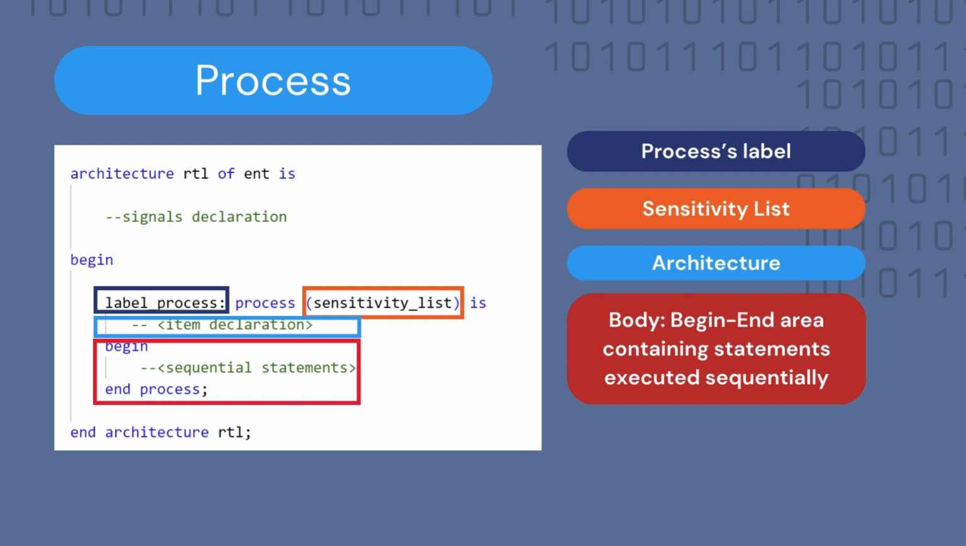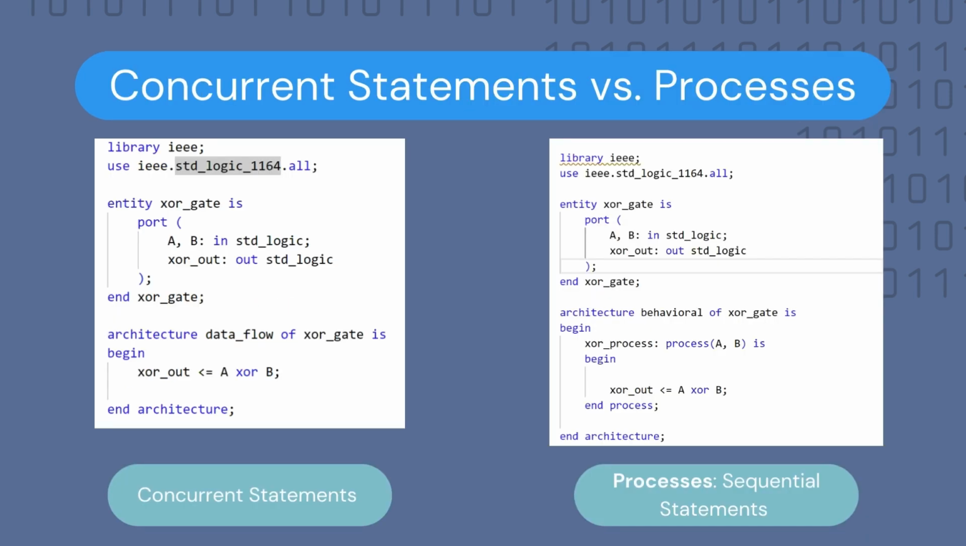The next part of the process is the sensitivity list. Now, what is a sensitivity list? To understand sensitivity lists, let's talk about concurrent signal assignment statements again. In concurrent statements, anytime there is a change in the signals listed on the right-hand side of the signal operator, the signal on the left-hand side is re-evaluated.